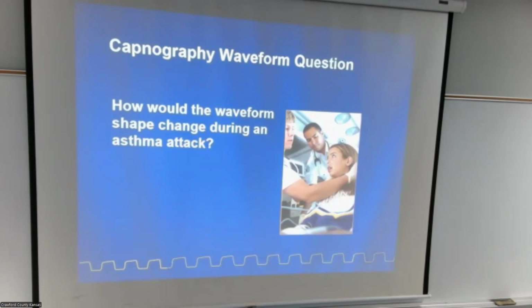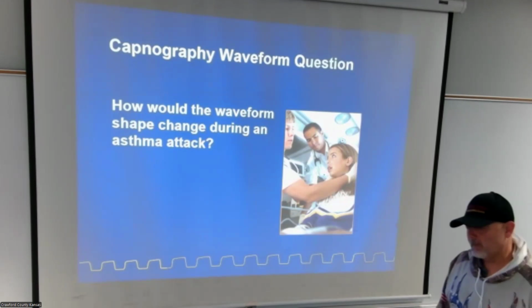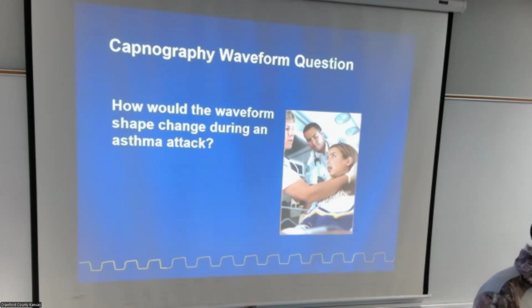So if we're having an asthma attack, what's one of the first things that we notice about our patient? Are they breathing fast or slow? They're trying to breathe fast because they're trapping air. Okay, so we're trapping air. So what's that tell you? You're going to be breathing faster, but you're trapping air.